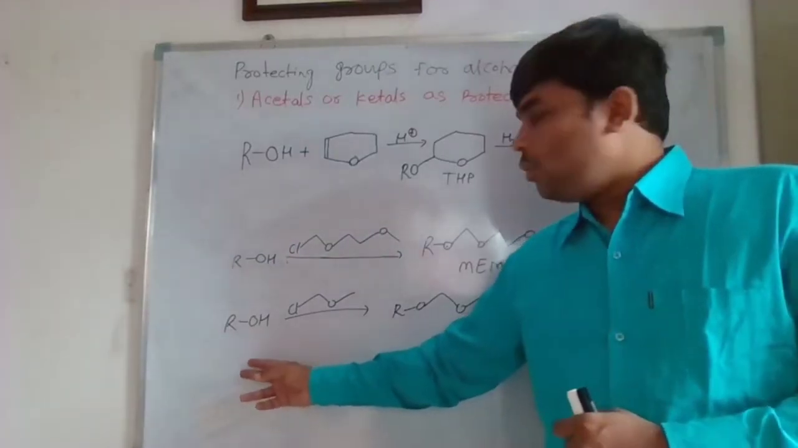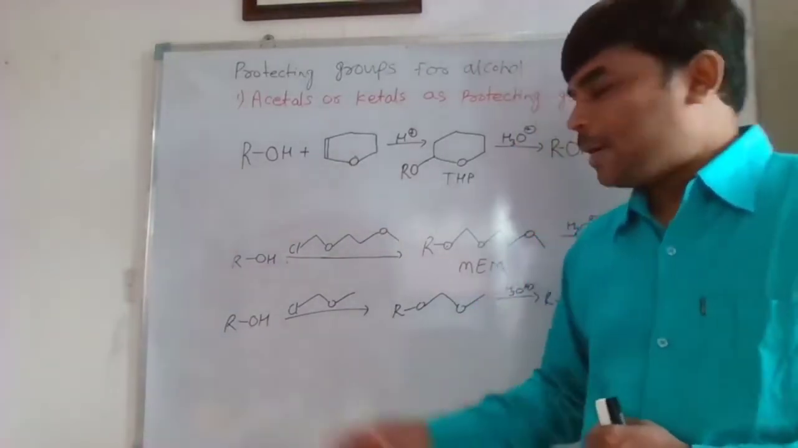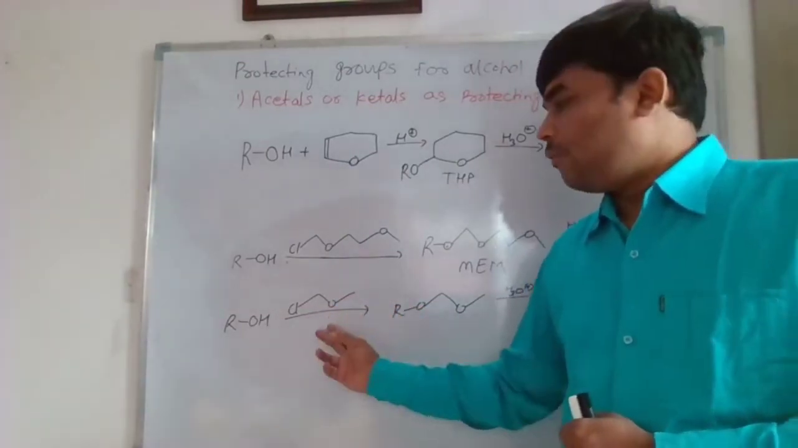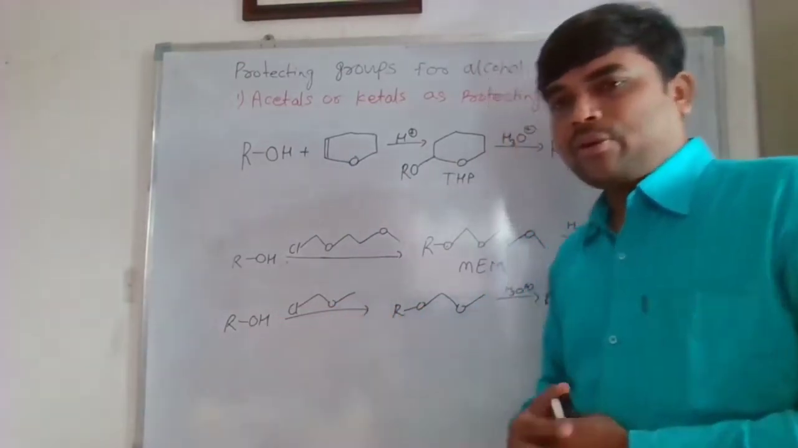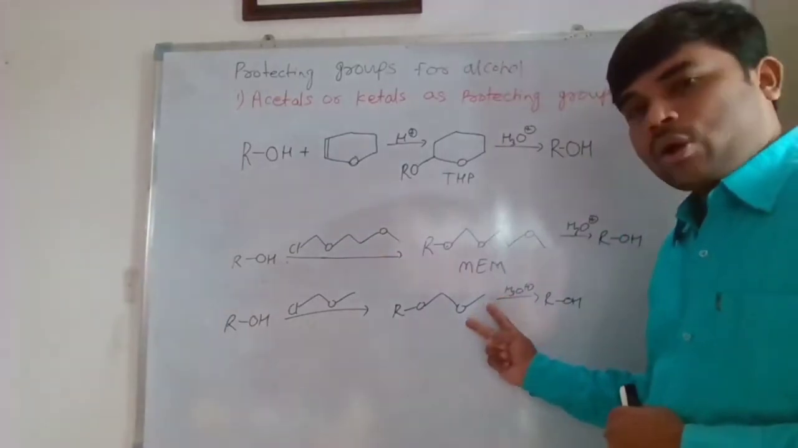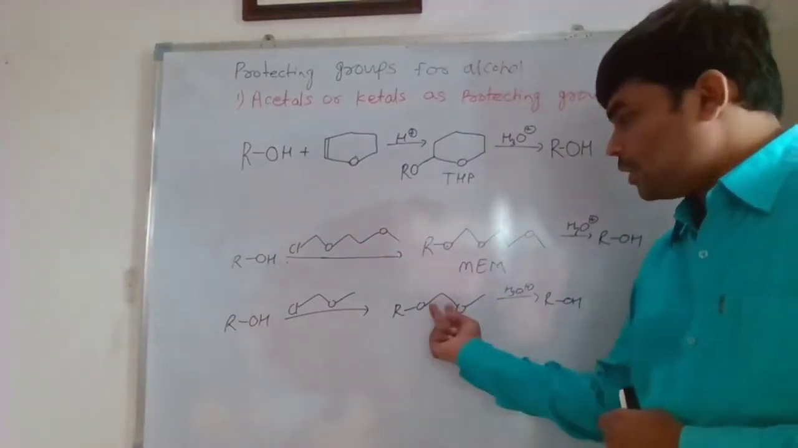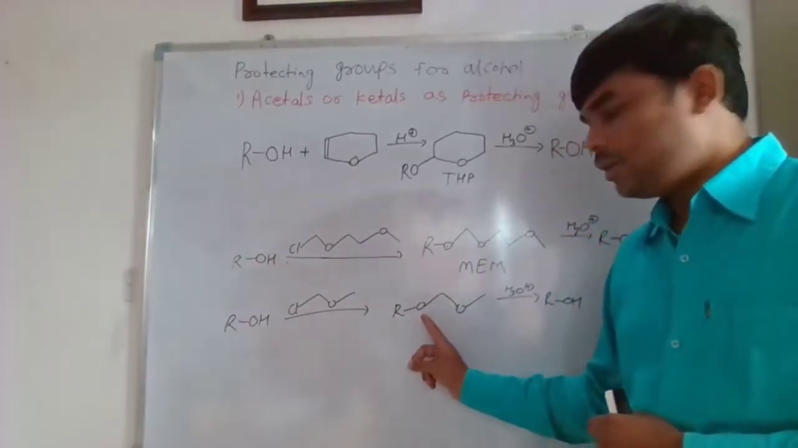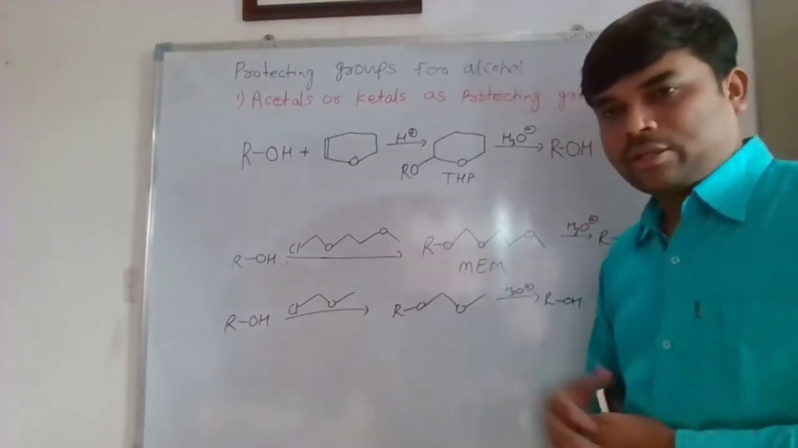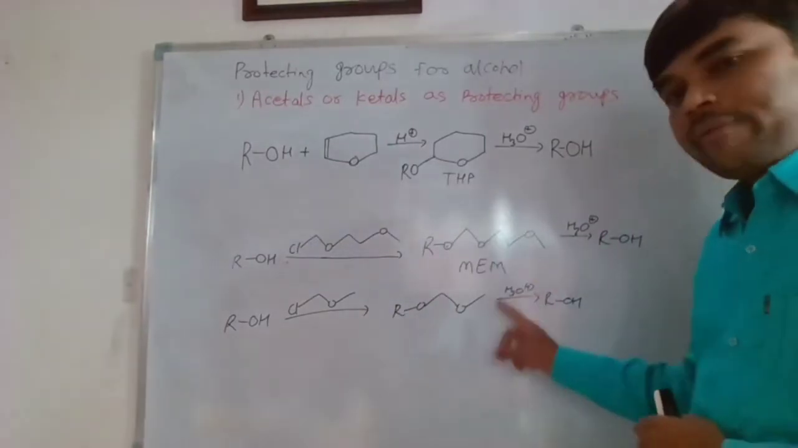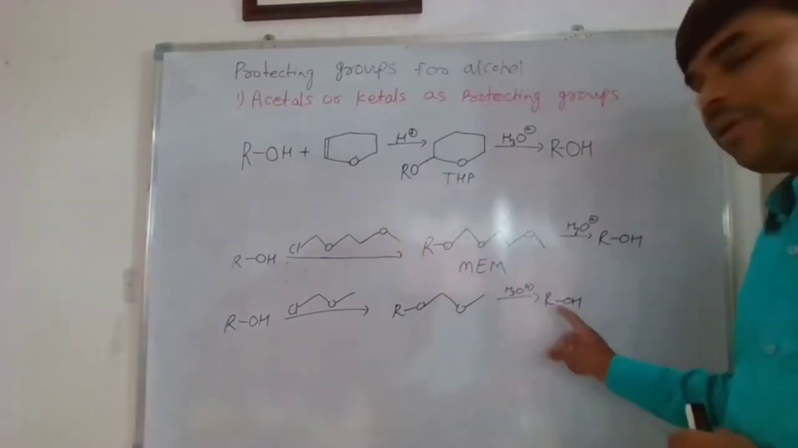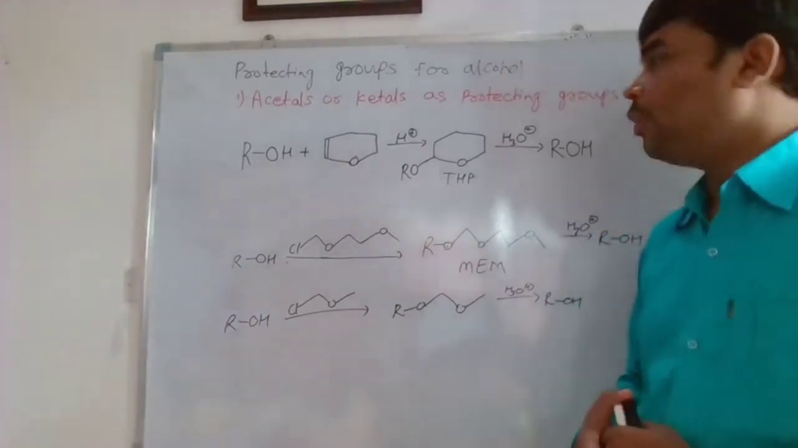Similarly, alcohol is also protected by methoxymethyl chloride. It will react with this alcohol and forms the methoxymethyl derivative of alcohol. This is actually a derivative of ether. This is also an ether. When treated with aqueous acid it is deprotected, and we again get our alcohol.